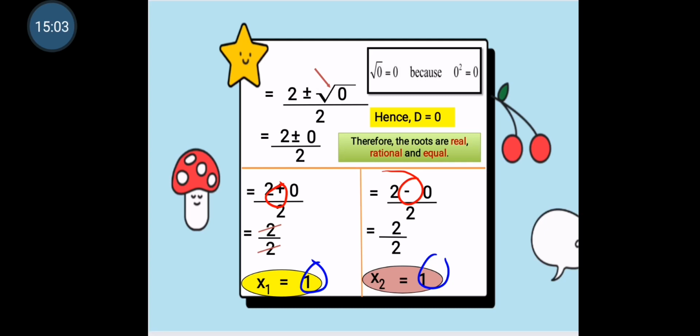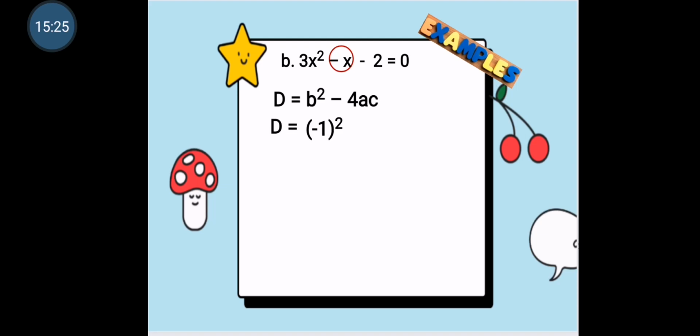Next, kasunod naman po ay ang letter B, example. So, ayun. So, ganun po ulit ang gawin natin. Gamitin po ang equation ng discriminant, which is b squared minus 4ac. So, the value of b is negative 1. So, square it. Minus 4 times the value of a, which is 3. The value of c, which is negative 2.